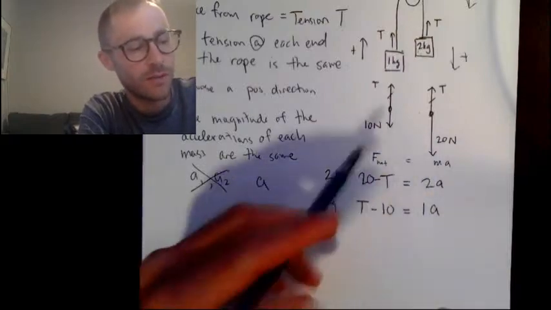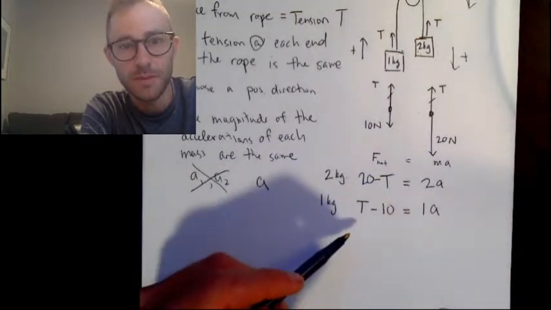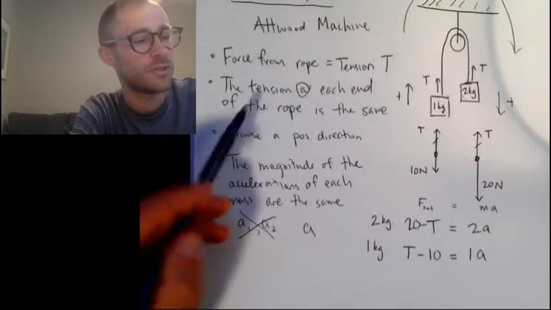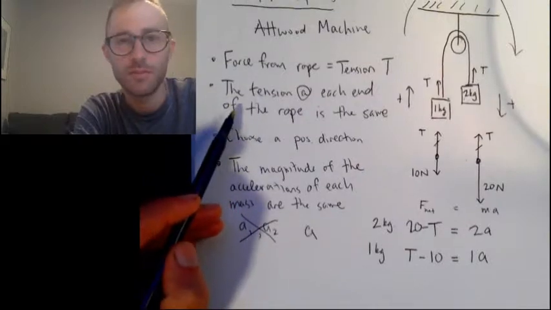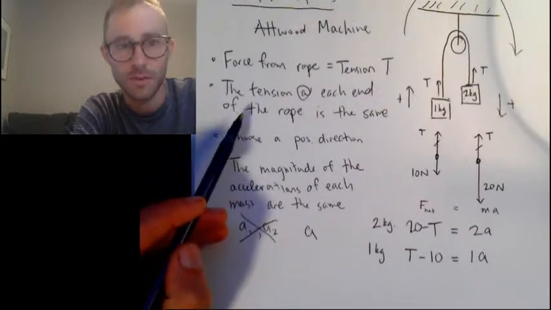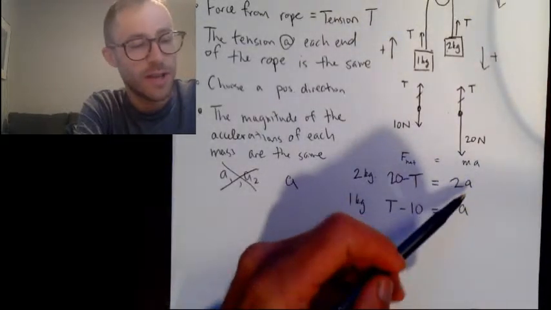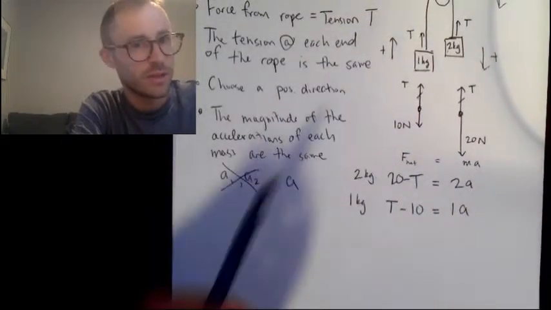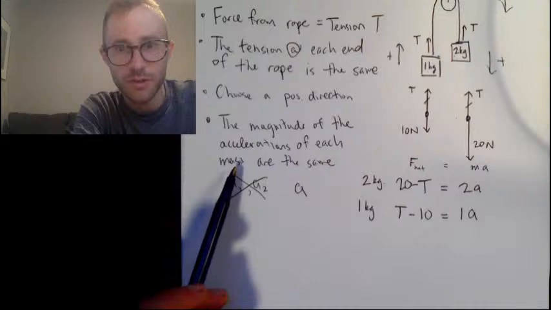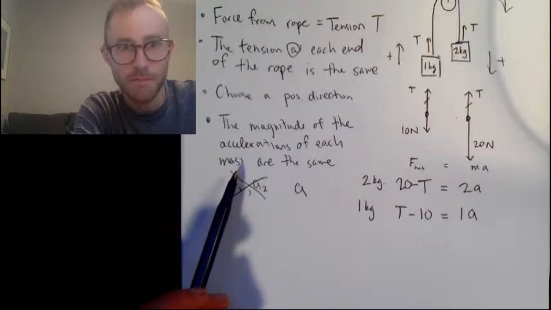Notice how I don't have a T2 and a T1 because the tensions are the same at each end of the rope. Also, notice how I don't have an A2 and an A1 because the magnitudes of the acceleration are the same.